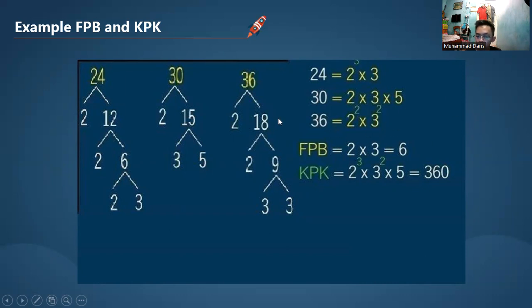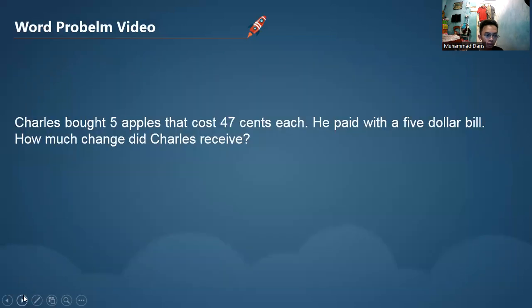And then we can know the HCF with this 2 and 3 at the same value, which is 6. And the LCM is the least common multiple. So 2 cubed times 3 squared times 5 is equal to 360. Okay, next slide. The word problem.